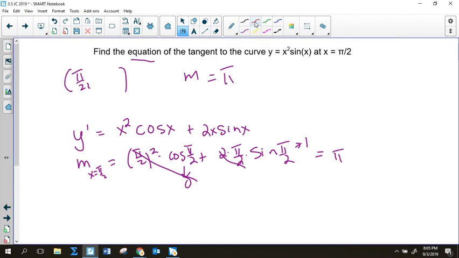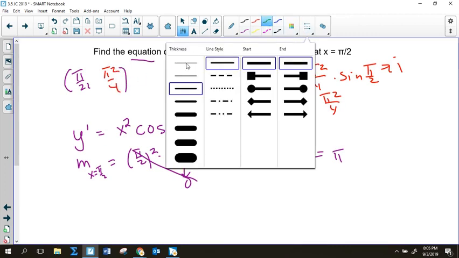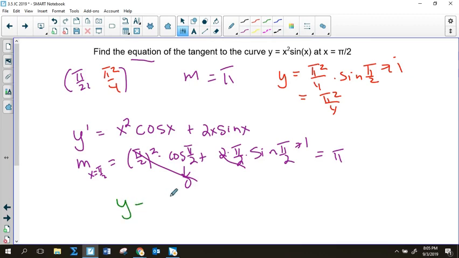Okay, last thing I need to do then before I write the equation is to substitute pi over 2 into the original function. So that gives me pi squared over 4 times sine of pi over 2. And again, sine of pi over 2 is 1. So my y-coordinate of my point is pi squared over 4. And so now the equation of this tangent line is y minus pi squared over 4 equals pi times x minus pi over 2.